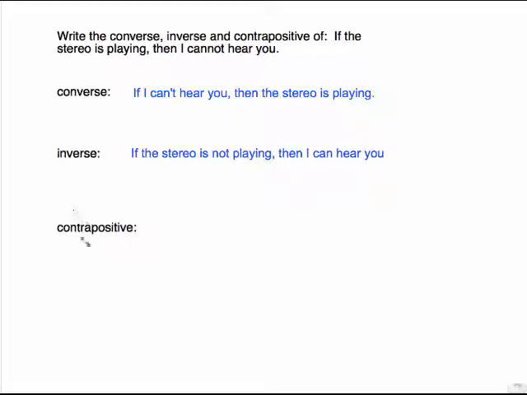The contrapositive is where we switch and negate. So the stereo goes to the back side and gets negated. The hearing goes to the front side and gets negated. And that's if I can hear you, then the stereo is not playing. The reason this is can is because in the original it was cannot, so it already had a not. I needed to take the not away to get the can.